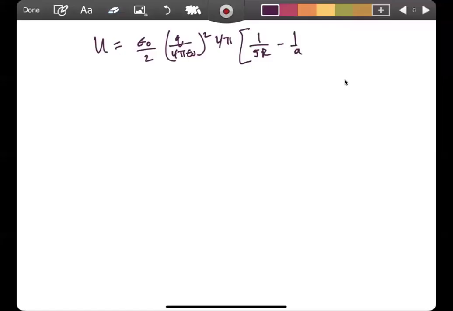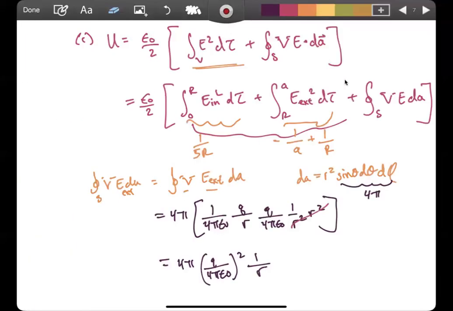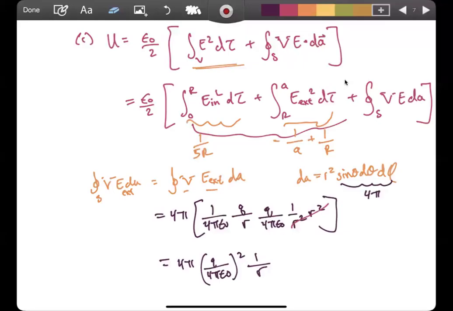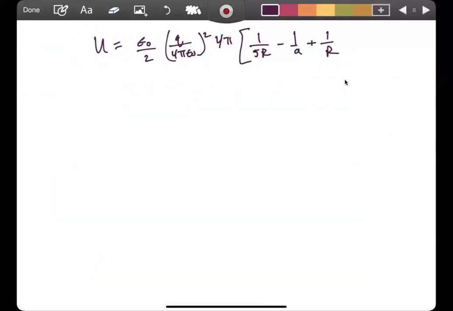And then we're going to get a plus, what was this, 1 over r? Yeah, plus 1 over r. And then we should get the surface term, right? Which is then going to give me also a 1 over a, right? Because here I'm evaluating this guy at r is equal to a, right? Because this is the potential at that point. So then I'm going to get a plus 1 over a.